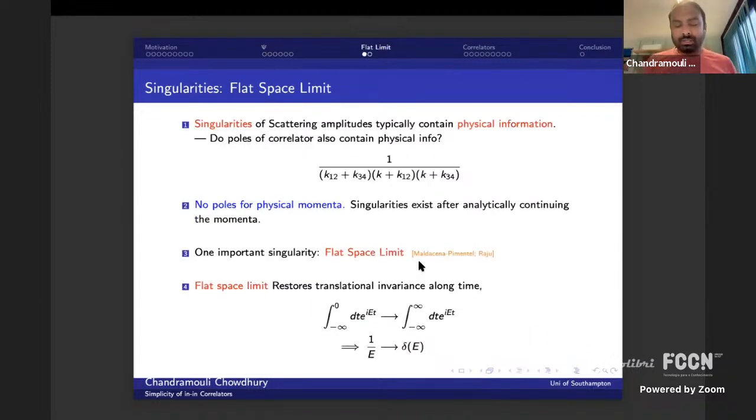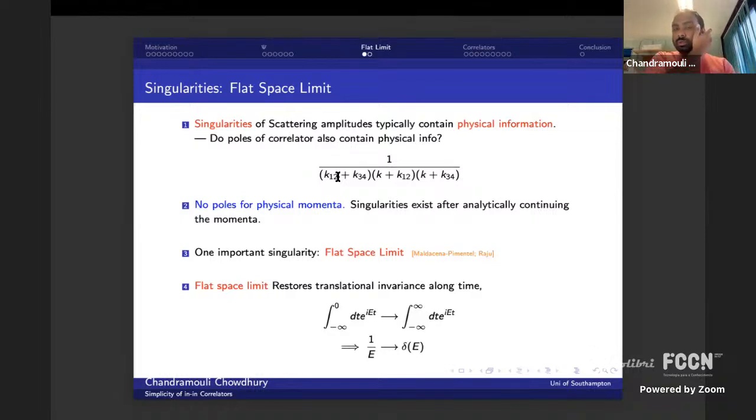So now, as we've already discussed, these kinds of things have poles. And as we know, in flat space, the singularities of scattering amplitudes typically contain physical information. For example, at any physical pole, the amplitudes factorize into lower point amplitudes, which is often said to be a consequence of unitarity. So it's natural to ask what the meaning of these poles in the final answer for these correlation functions is, and whether they also contain any physical information.